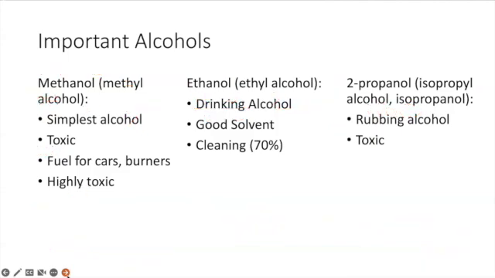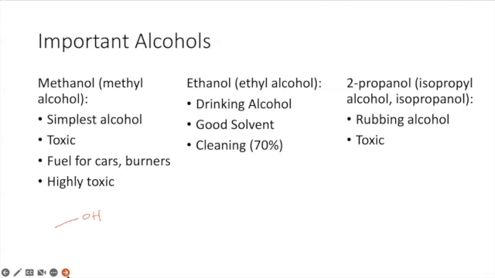So lastly, I want to talk about important alcohols. I have 3 for us that we've probably heard of. We have methanol, ethanol, and isopropyl alcohol, which is also known as 2-propanol or isopropanol. So methanol is the simplest, right? It's just 1 carbon in OH group. It's the simplest alcohol, but it happens to be toxic, very toxic.